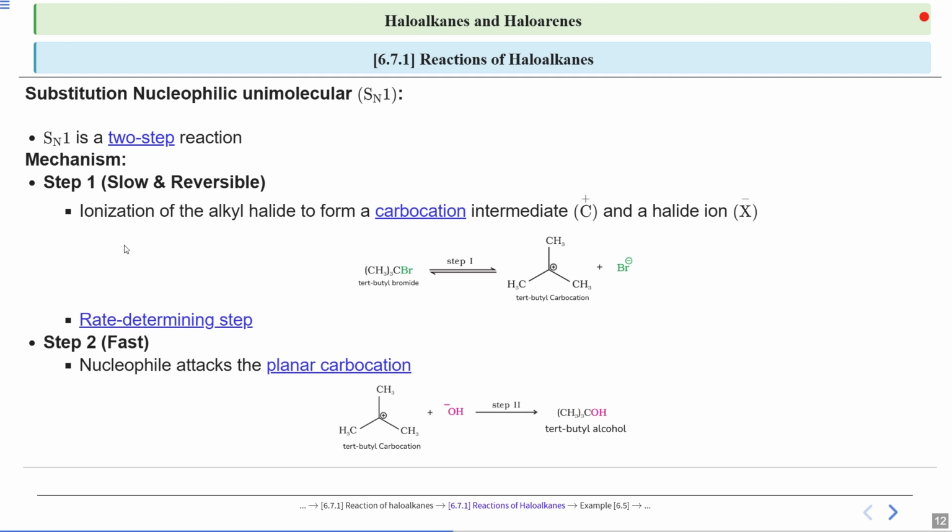So the SN1 reaction is a two-step reaction. Step 1 includes the formation of the carbocation intermediate and the removal of the halide ion. This is a slow step, and it is the rate determining step. The rate depends on the concentration of alkyl halide only. Step 2 is a fast step, which includes a nucleophile attack on the planar carbocation, and you will get your final product.